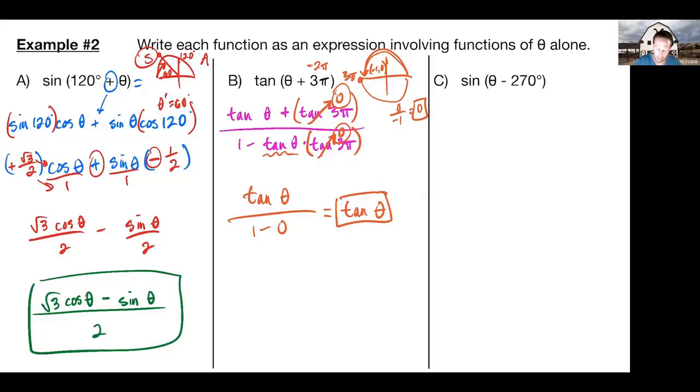So let's try that one now together. If you haven't already tried it, go ahead and pause it if you'd like. Otherwise, this is what you'd have to rewrite it as. Again, being very careful and paying attention to your sign.